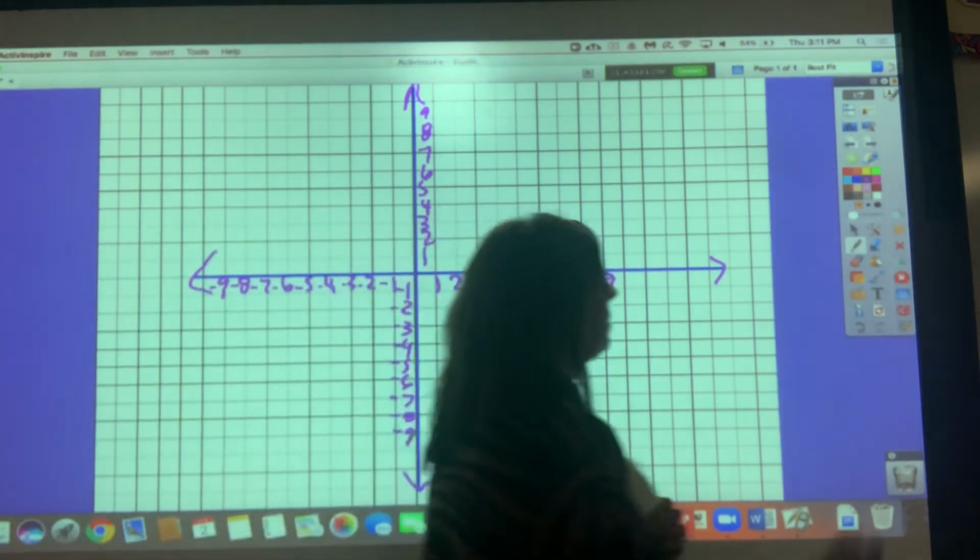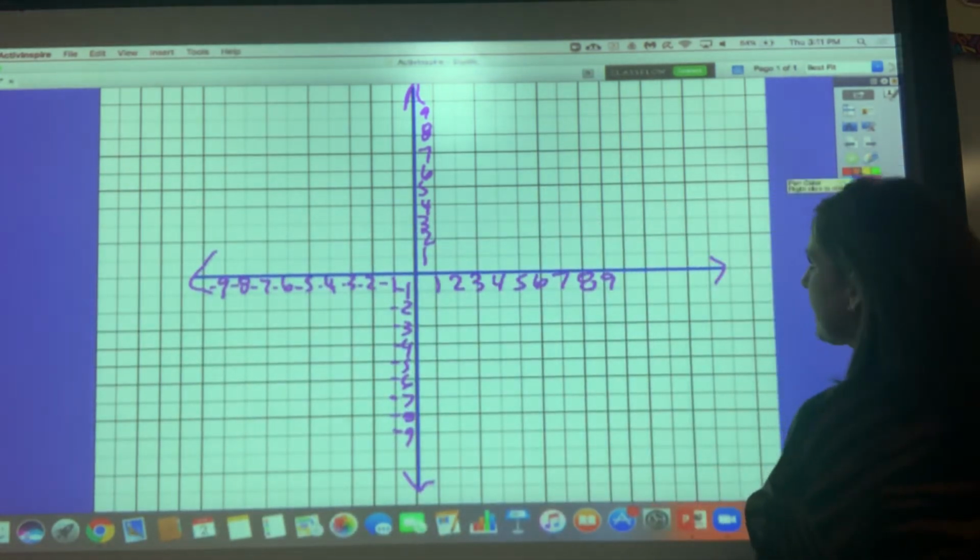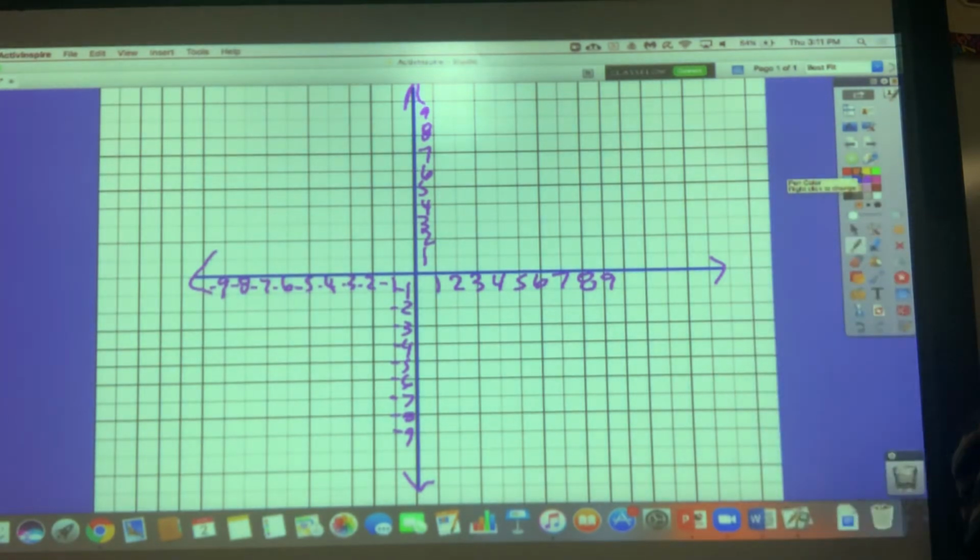Okay, so I'm going to give you some points. We're going to connect them. We're going to have a shape that's made up of several other shapes. Okay, let's start with this one.